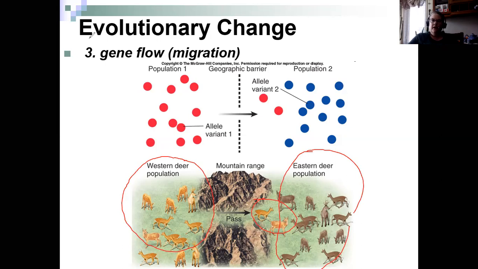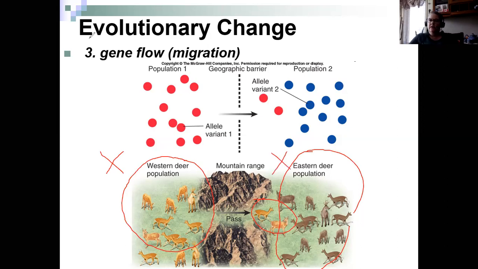First of all, what has happened to the genetic diversity of the gene pool of the western deer population? Has it increased or decreased? Okay, so I'm talking about the western deer population. Has its gene pool increased or decreased? Yeah, awesome. So the diversity has decreased, right? Because we have some individuals that have left, and who knows what recessive genes they were holding on to, right?